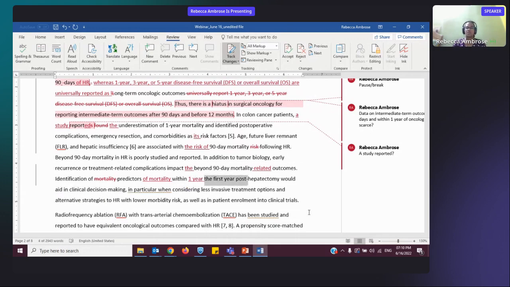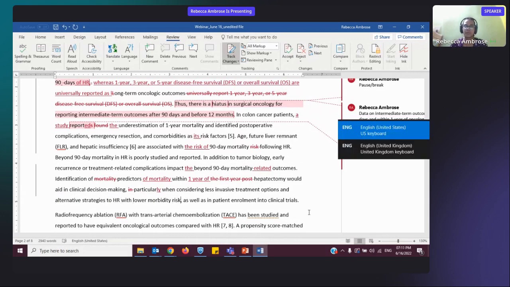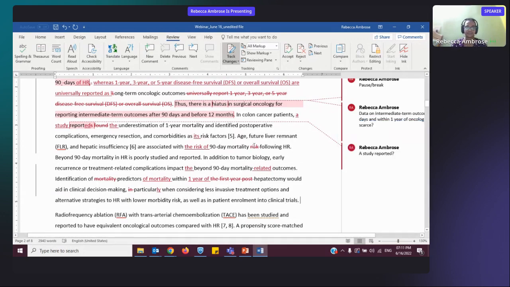Within 1 year of hepatectomy, would aid in clinical decision making, in particular when considering. So, in particular is fine, but I'm changing it just to reduce one word over here, particularly when considering less invasive treatment options and alternative strategies to hepatic resection with lower morbidity risk, as well as in patient enrollment into clinical trials.